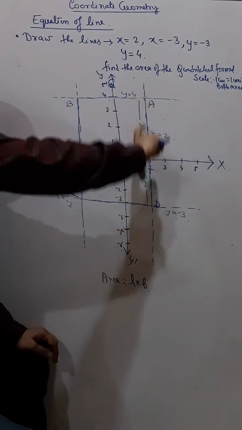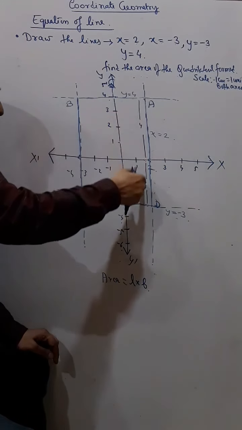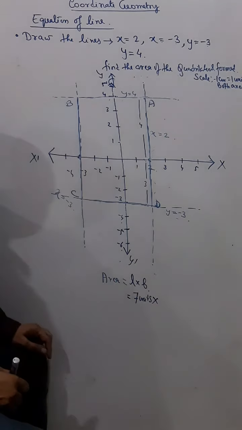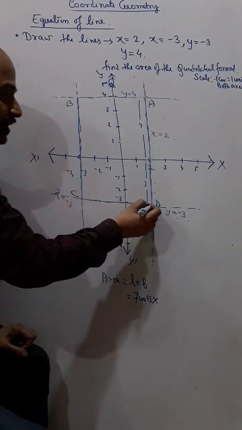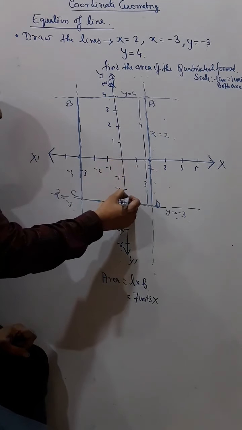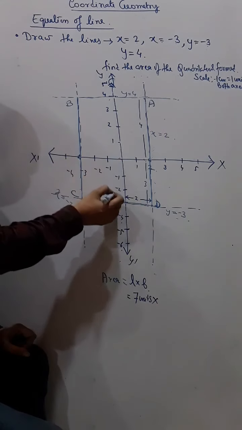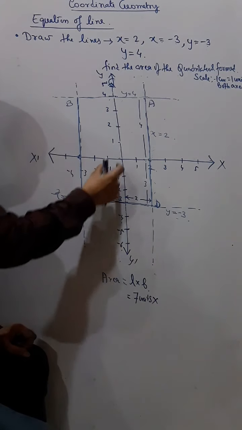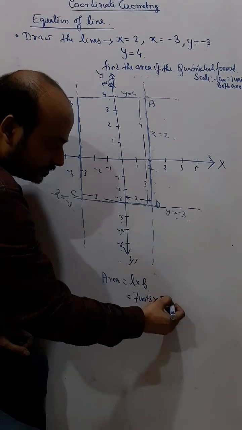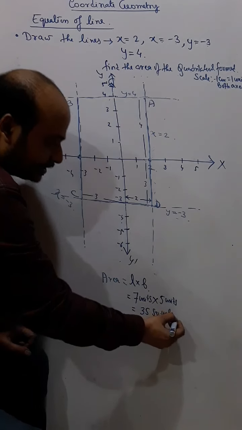So that means 4 plus 3. So this distance AD, this length, is 4 plus 3, that is 7 units, right? Now this length, the breadth. From here to here it is 2, and from here to here it is 3 units. The distance is 3. So 3 plus 2, it is 5 units. So what we get? 35 square units. So this is the area.